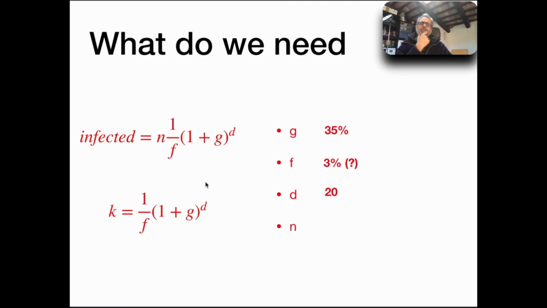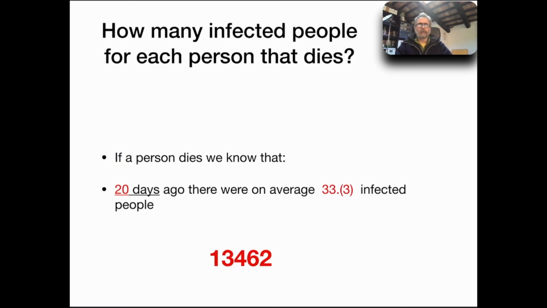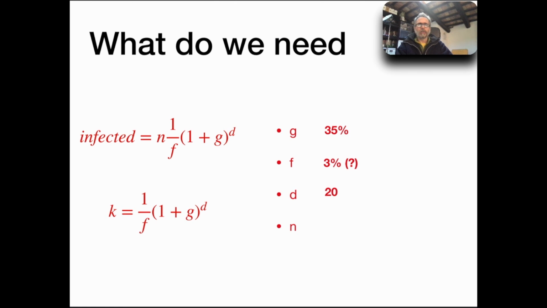What would be easier is to notice that 1 over f multiplied by 1 plus g elevated to d is a constant, because f is the fatality rate and that's a constant, the growth is a constant, and d is also a constant. So this k, we can just calculate it, and we calculated it before. If you remember, this k was exactly 13,462. So at that point, the number of infected is just n multiplied by this k, and this k is not the same for every country.